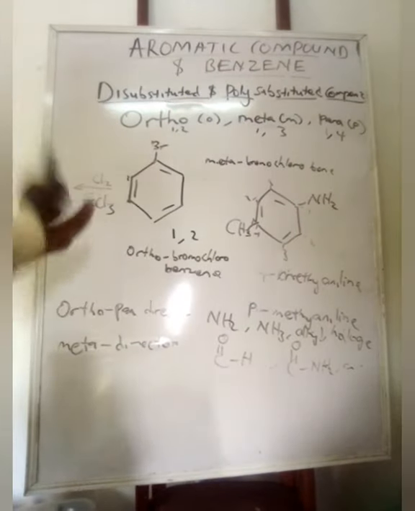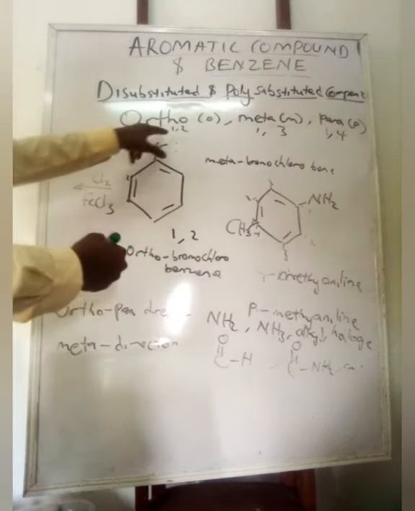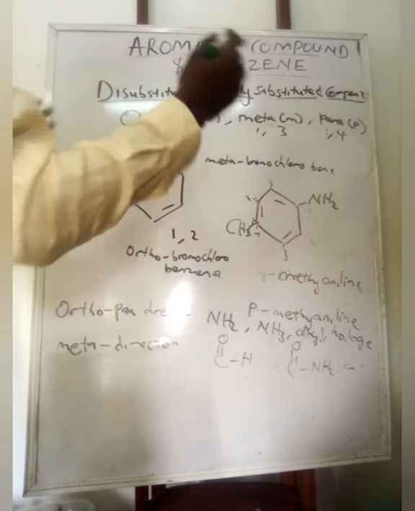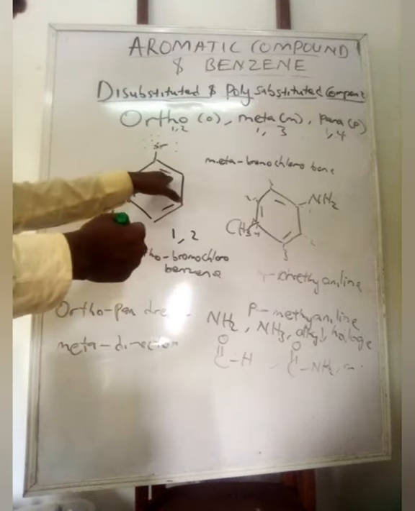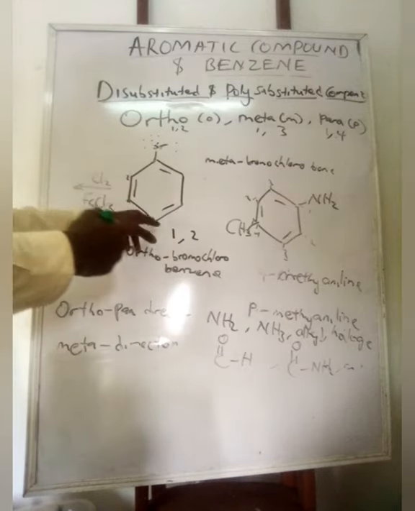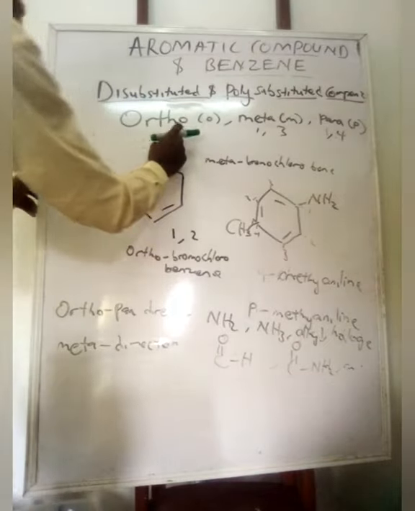Halogen has a lone pair of electrons. Now let's do that. This is bromine. It has 1, 2, 1, 2, 1, 2, so it has a lone pair of electrons. Because it has a lone pair of electrons, any atom coming into the benzene through the bromine is going to be directed to the ortho position or para position. So this is ortho-para director.